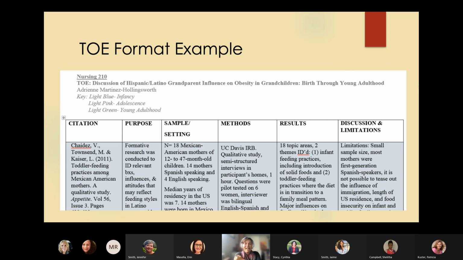So for this particular class, I was interested in Hispanic Latino grandparent influence on obesity in grandchildren. And that was my original title. But as I started to retrieve articles, what I realized was that you could actually organize even deeper than just putting them into the table of evidence, because these documents are reflecting experiences across a lifeline that was basically birthed through young adulthood. And so I started to organize that way, and you can see light blue was infancy, so any articles that had to do with that stage. Light pink really focused on adolescent, and light green really focused on young adulthood.